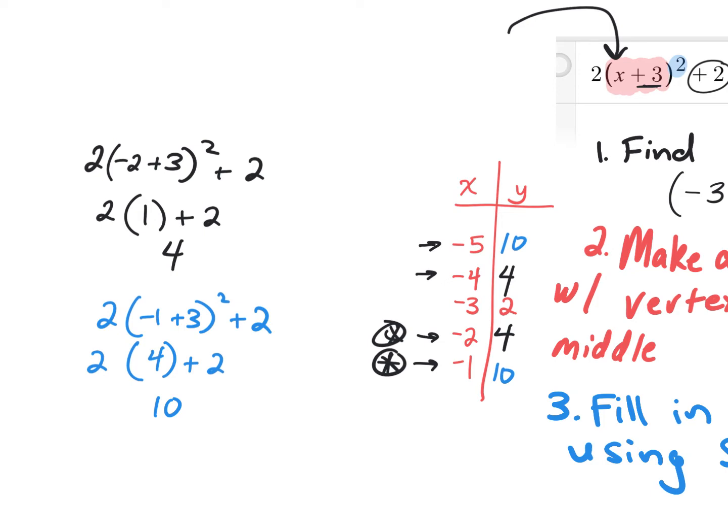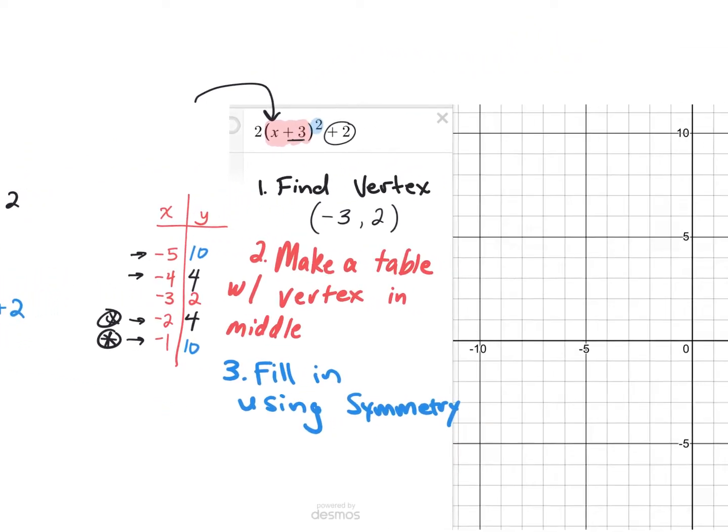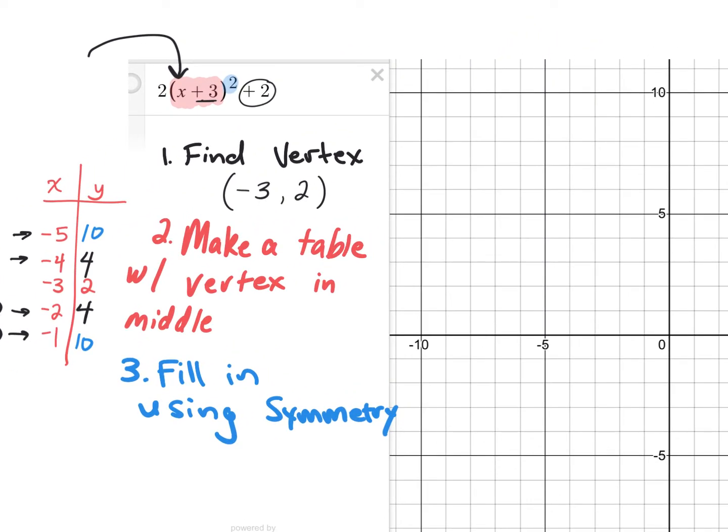Now we have 5 points for our graph. That is everything we need. So I'm going to go to my graph and plot those points. -5, 10. -4, 4. -3, 2. And then we go to the other side of that parabola. We are at -2, 4, and -1, 10. There we have our quadratic, 5 points, and we are done.